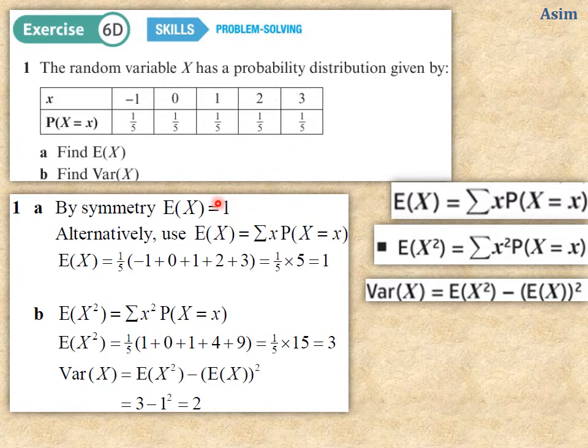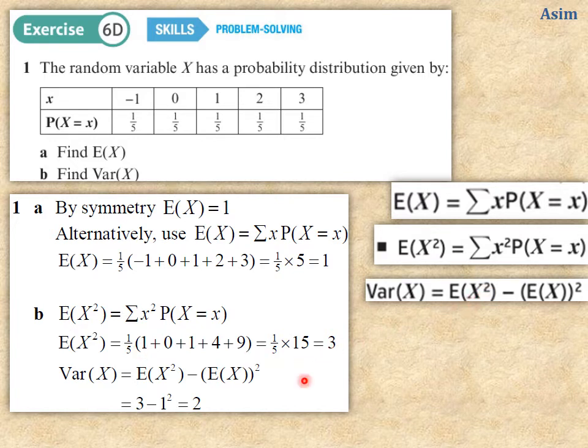You add them, divide by 5, you get the mean. Okay, now to find variance, first of all, in the variance formula you have expectation of x square minus expectation of x the whole square. So we need this first. So what you do, you square this, multiply by 1 by 5. So 1 times 1 by 5 plus 0 square is still 0, plus 1 square is 1 times 1 by 5 plus 4 times 1 by 5 plus 9 times 1 by 5. If you just take 1 by 5 common, you get expectation of x square is 3.